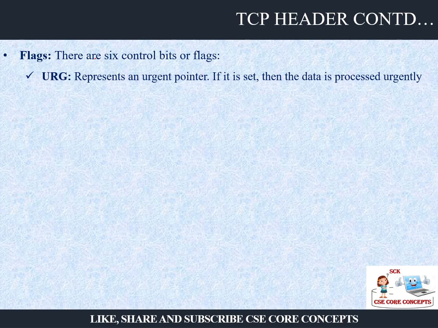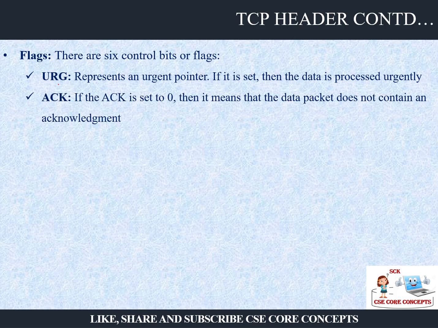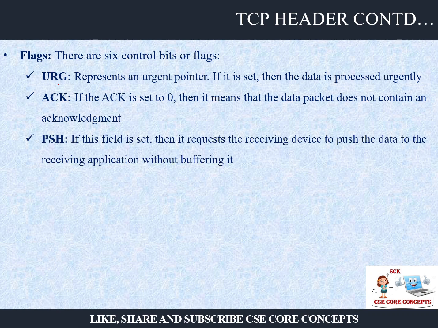Then there are some flag control bits, each a one-bit value. One is urgent. Urgent represents an urgent pointer, that is, if the data has to be processed very urgently, then this bit is set to 1. Then acknowledgement: if it is set to 0, the packet does not contain an acknowledgement. If the packet represents an acknowledgement, then it will contain 1. PSH means push. If it is set, it requests the receiving device to push the data to the receiving application without buffering. Don't buffer my data, directly give it to the destination.